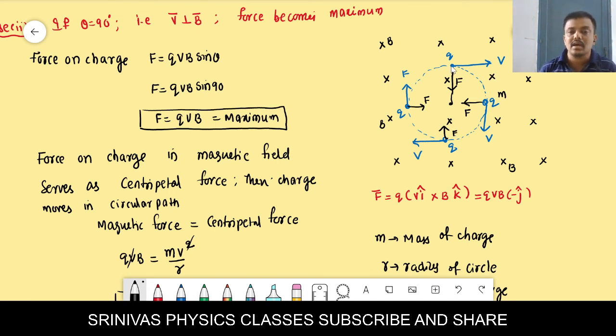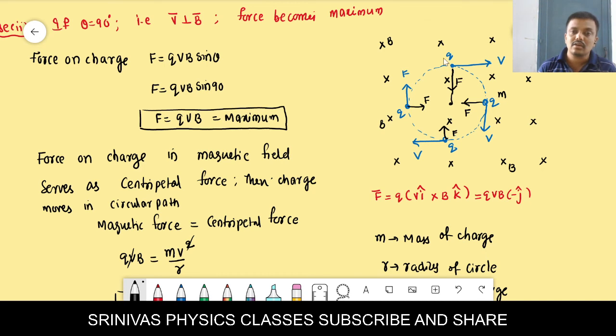If any charge enters into the magnetic field in such a way that velocity is perpendicular to the magnetic field, then a force will act on it, that is QVB. This force serves as a centripetal force. Centripetal force is a force that makes the charge move in a circular path.